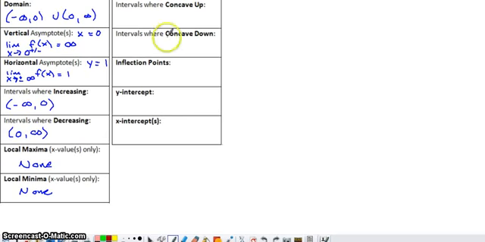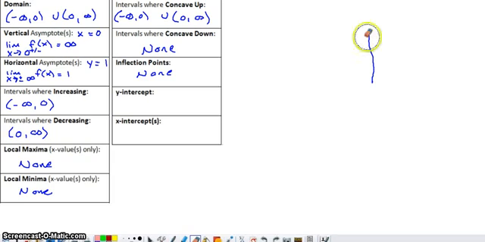So I've already filled in the part of this that we could have based on our analysis done in the first part of the video. Where are we concave up? Well, we're concave up to the left of 0 and to the right of 0. We're never concave down. We don't have any change in concavity, so we don't have any inflection points. Last thing I want to try to do before we try to sketch a graph of this function is I want to see if we can determine any obvious x-intercepts or y-intercepts.